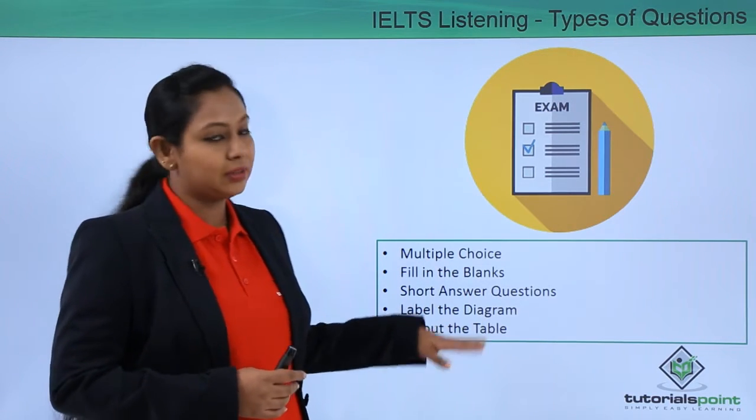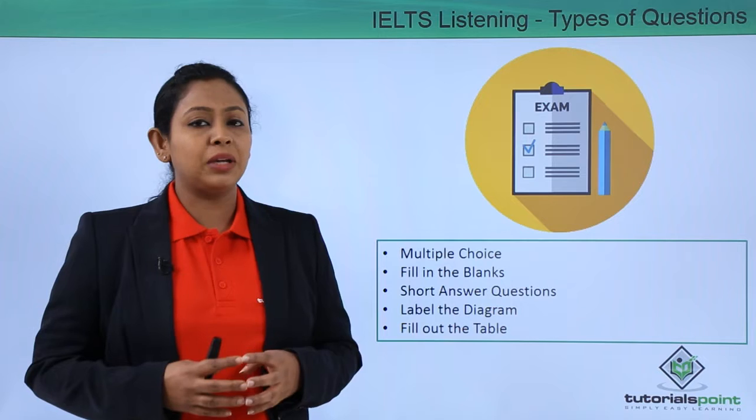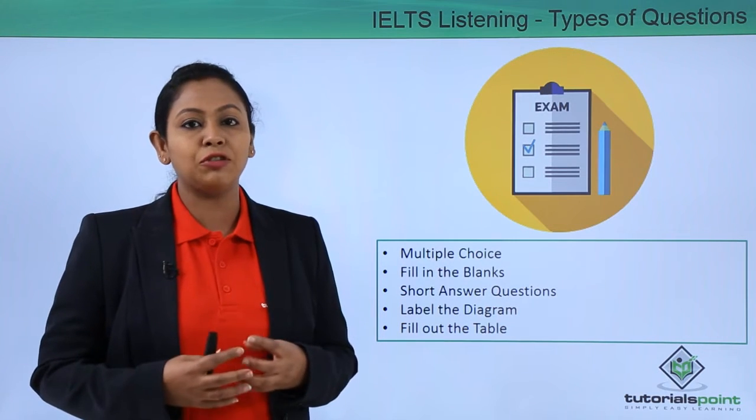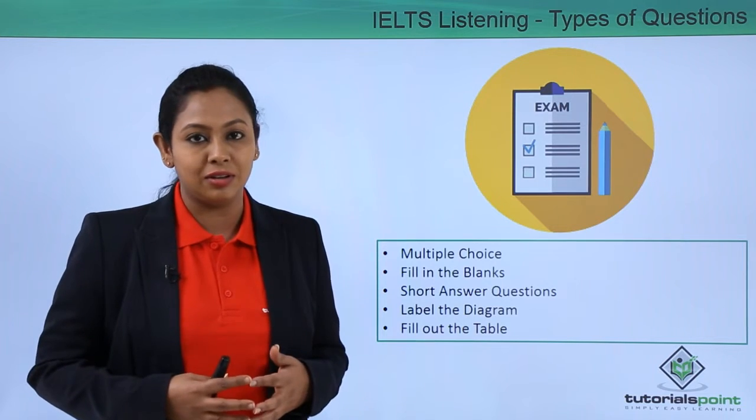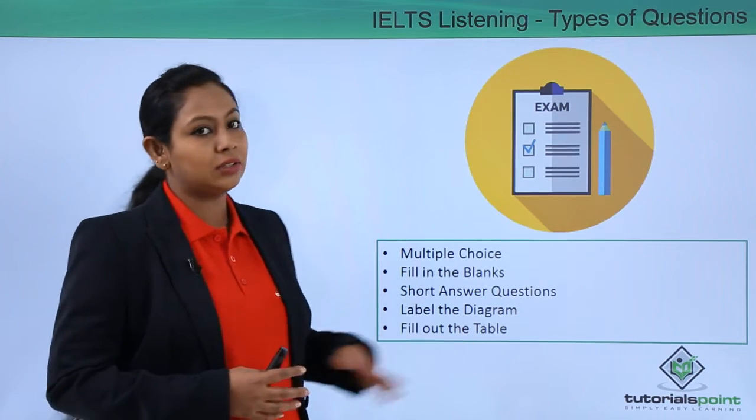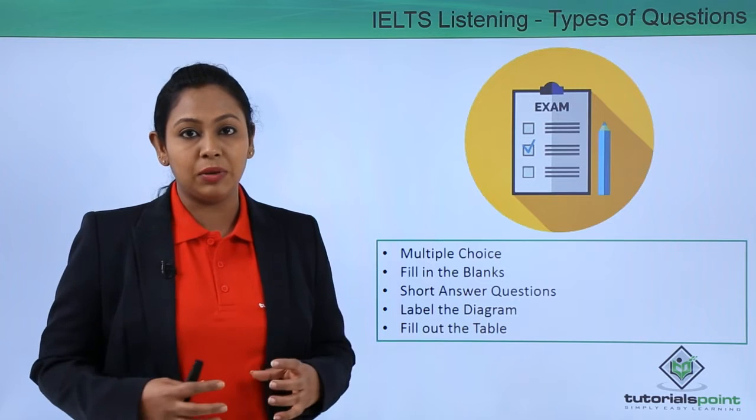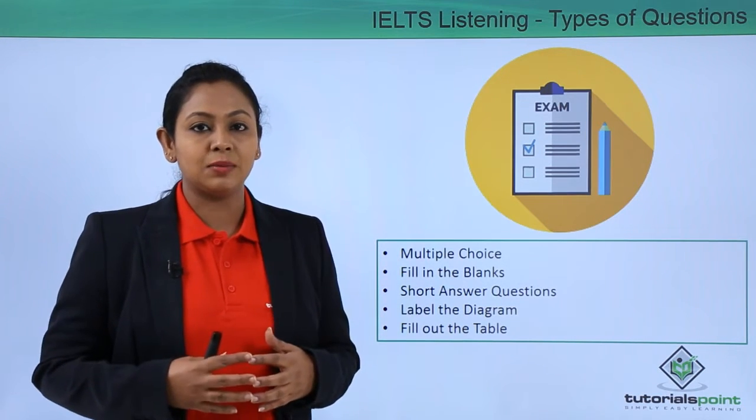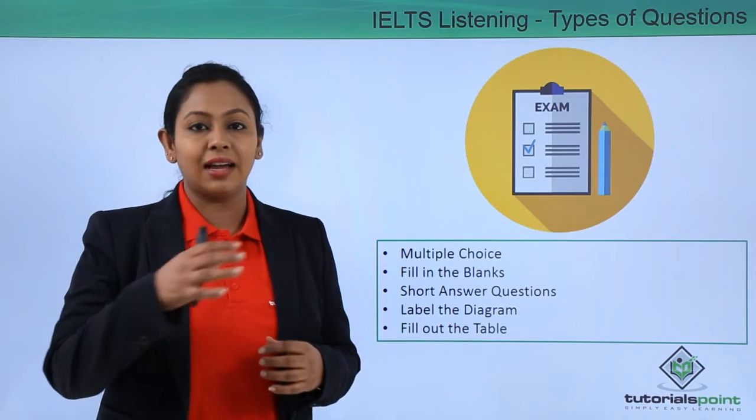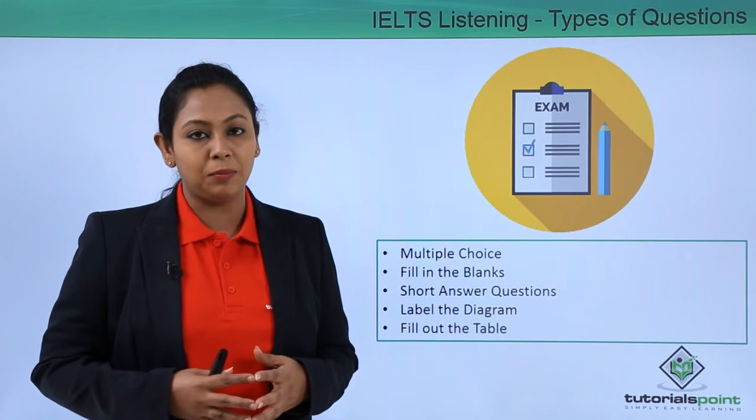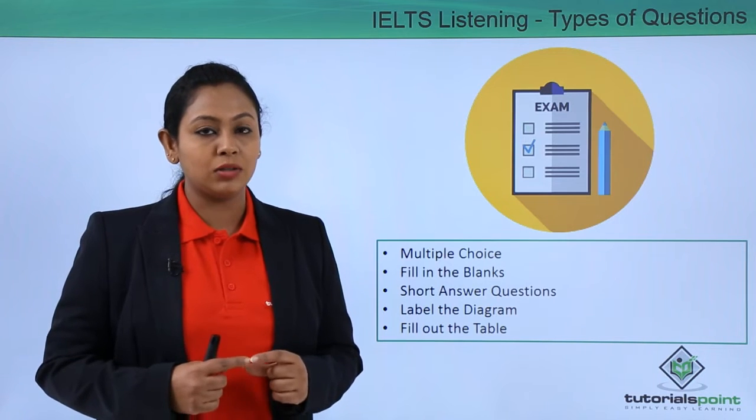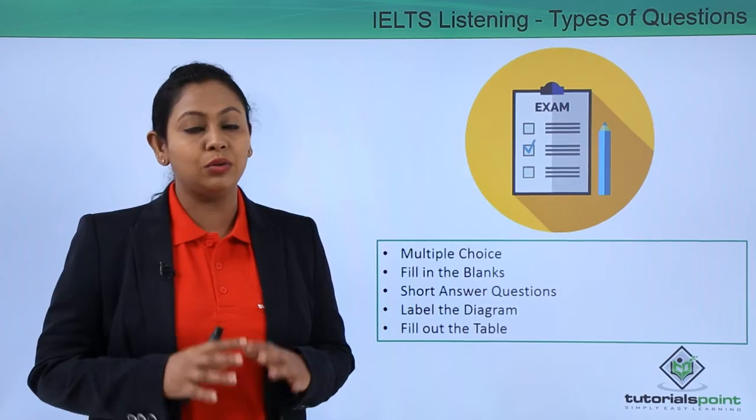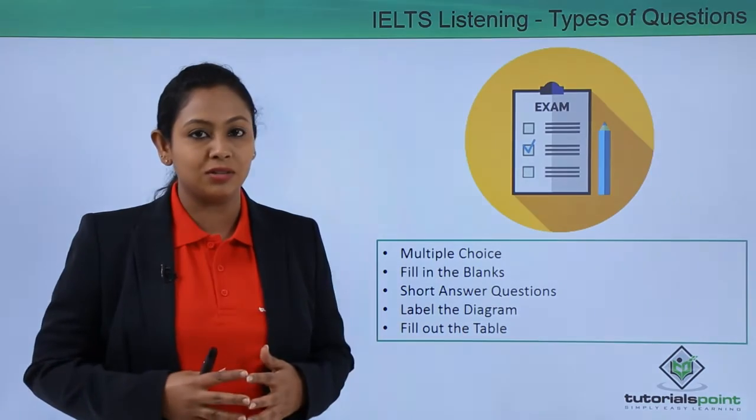Then you have the label the diagram. You might be given a graph, a drawing, or a floor plan which you will have to label based on the recordings that you hear. Then you have fill out the table. Here you will be given a table and you will have some blanks in between. You will have to fill out those blanks based on the recordings and the titles on the column of the particular blank. There will be certain boxes which will be grayed out. These have to be left alone. Do not fill in anything in those grayed out boxes.